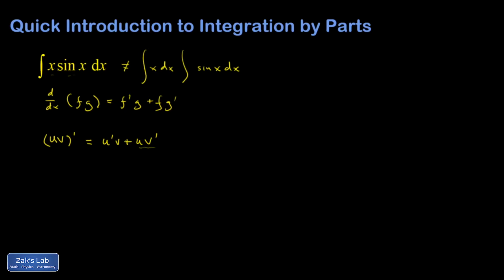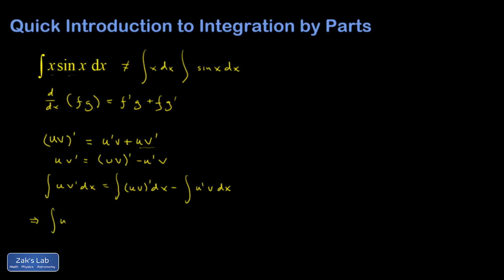And so what I'm going to do is isolate uv prime. And then I'm going to integrate both sides with respect to x. And then I'm just going to clean things up a little bit. So v prime is dv dx. That leaves you with an integral of u dv.